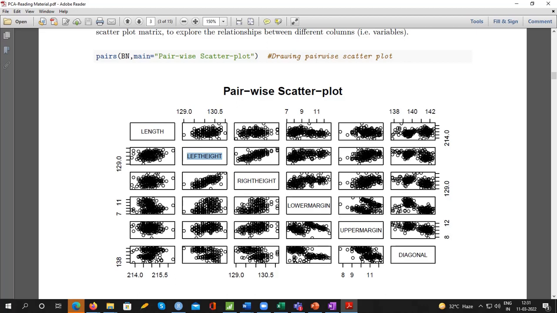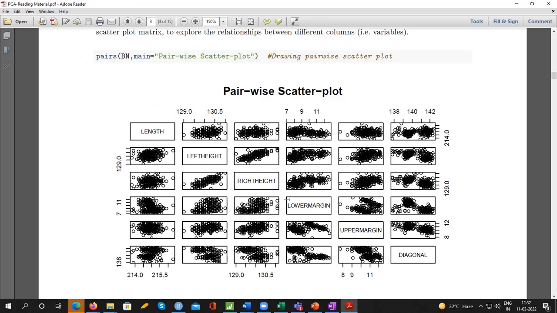If I check this particular graph, you can see my cursor moving, right? You can see the arrow moving. Yes, ma'am. This particular graph corresponds to upper margin on the x-axis and length on the y-axis. So this is a graph of upper margin and length. Basically it is just a collection of all scatter plots for all possible pairs.